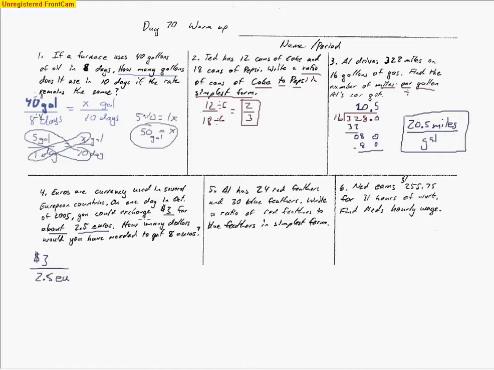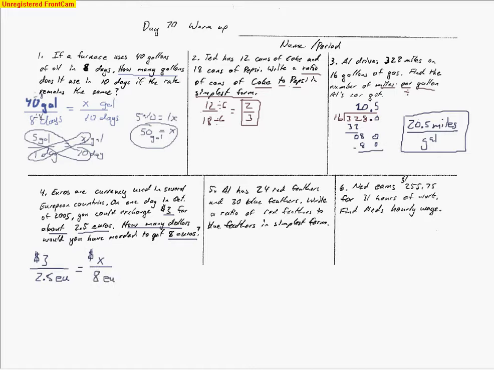And now we're going to find out how many dollars. So notice that we're writing a proportion. We don't know the number of dollars, but that's going on top of the fraction. So X dollars would be needed to get 8 euros. So 8 EU for euros.